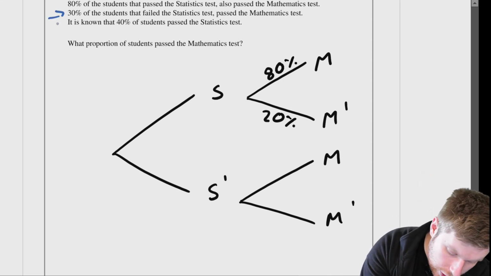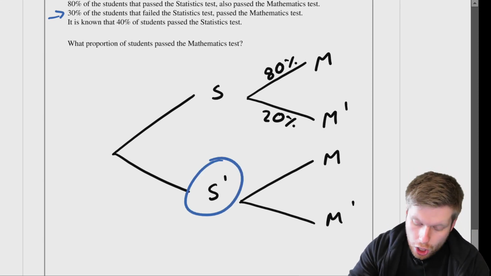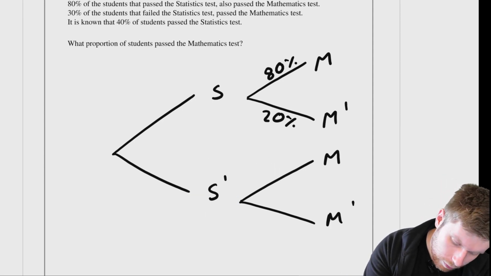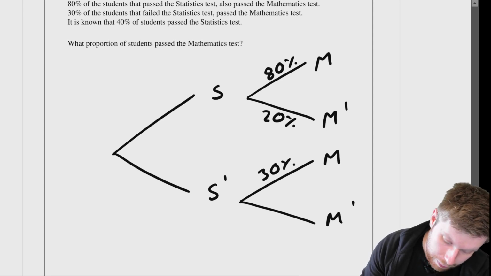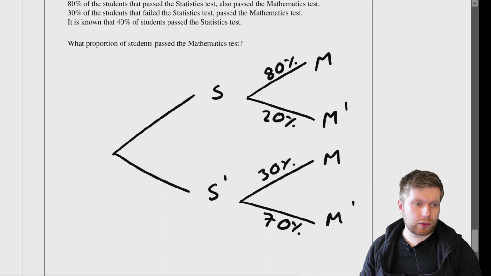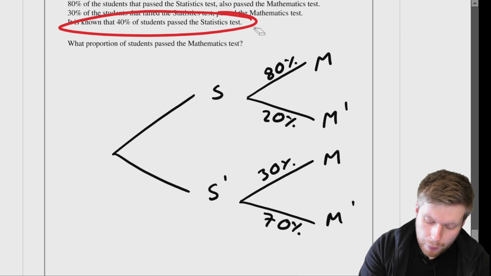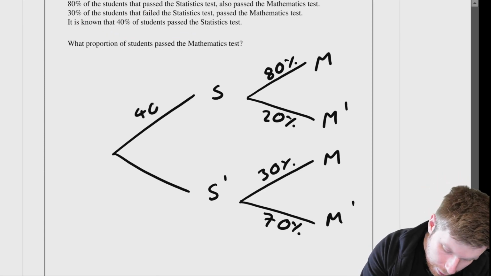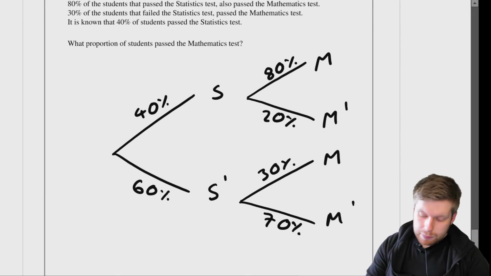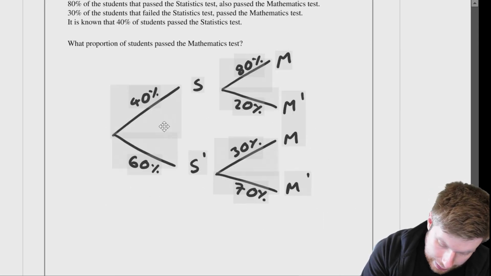Okay, now let's have a look at the next situation. So 30% of people that fail the statistics test, these people here, go on to pass the mathematics test. That's the probability there. So 30% of the people that fail the statistics test go on to pass the mathematics test, which means 70% of people fail both tests, sorry. Okay, so I get that information for free. Then I'm told that 40% of people pass the statistics test, which means 60% of people failed the statistics test. So this is my tree diagram, okay?